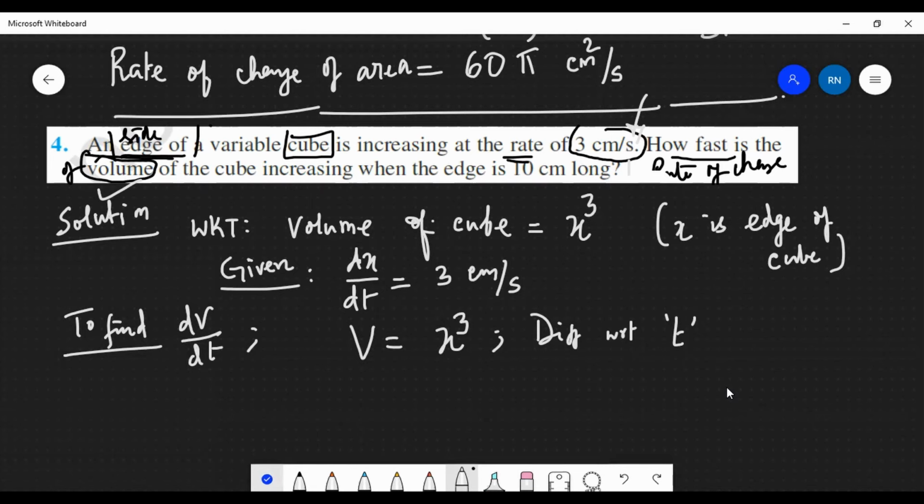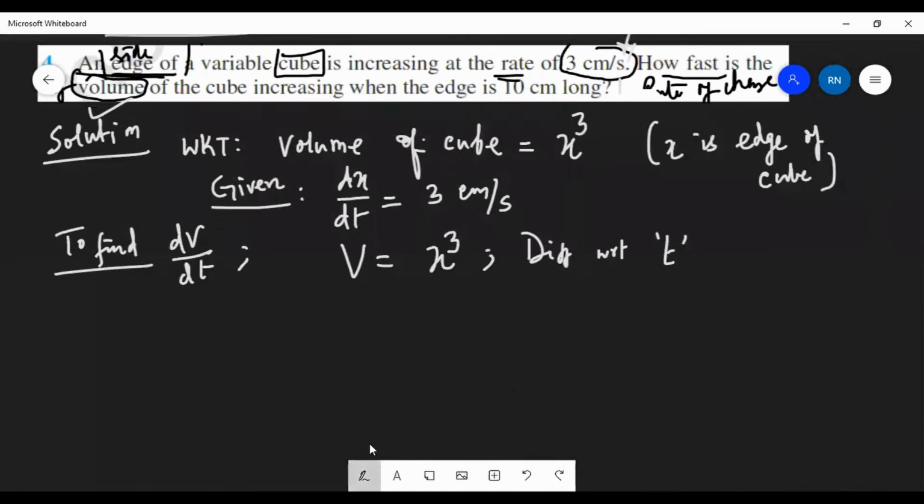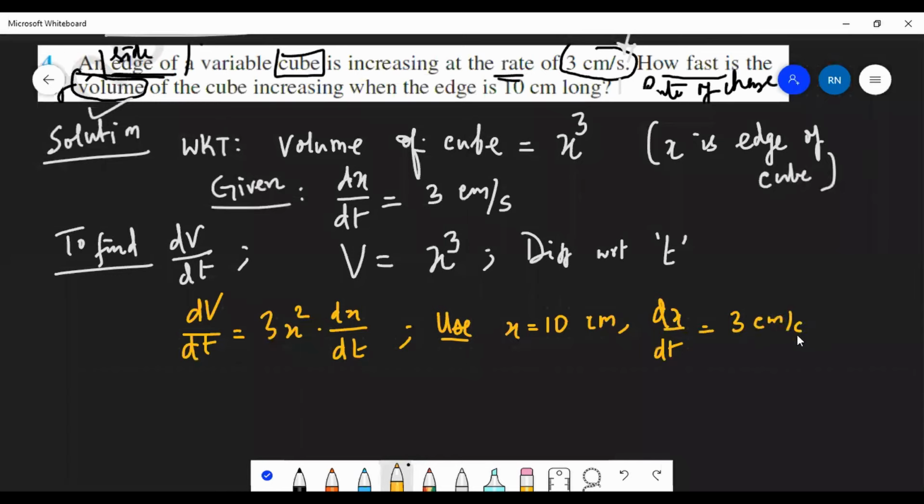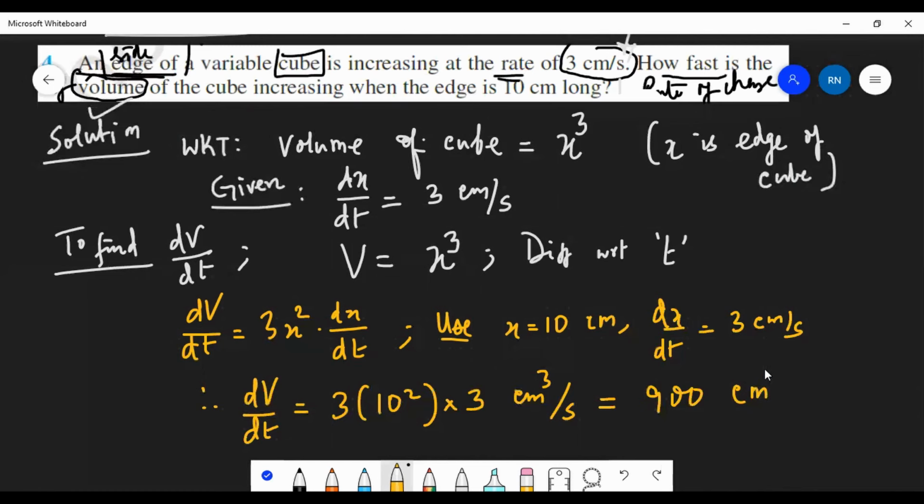You must keep that in mind. So what we get is dv by dt on the left side, 3 times x square, chain rule, don't forget, dx by dt also. Now apply the values, use x equal to 10 centimeter, apply the rate of change, dx by dt is 3 centimeter per second, substitute, you get the numerical value of the rate of change of volume. So 3 times 10 square into 3 centimeter. So the rate of change of volume will be in centimeter cube per second. You can easily see the value is 900 centimeter cube per second.